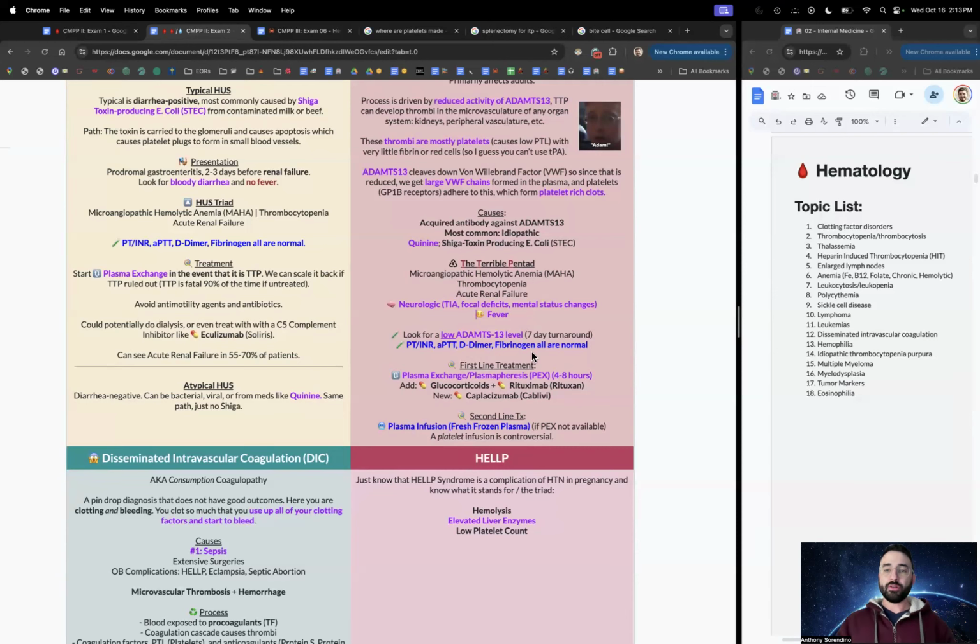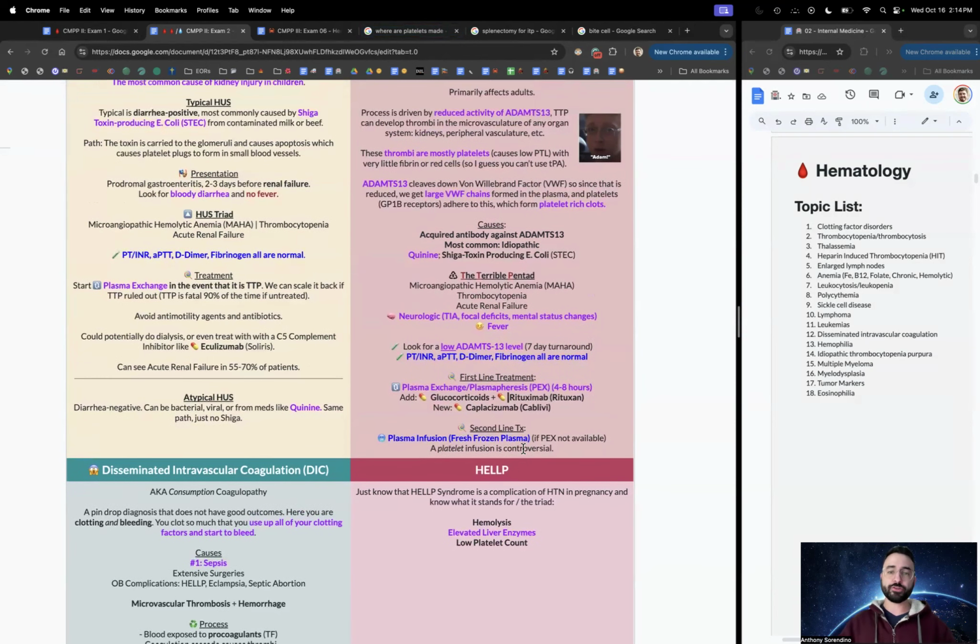So what are your labs going to look like? Again, we're not affecting anything in the intrinsic, in that secondary pathway, none of the clotting factors. So all of this stuff is normal. ADAMTS13 is going to be low, but it takes like 7 days to get that back. I mean, that's a pretty specific lab you're going to be pulling. First line treatment is plasma exchange / plasmapheresis.